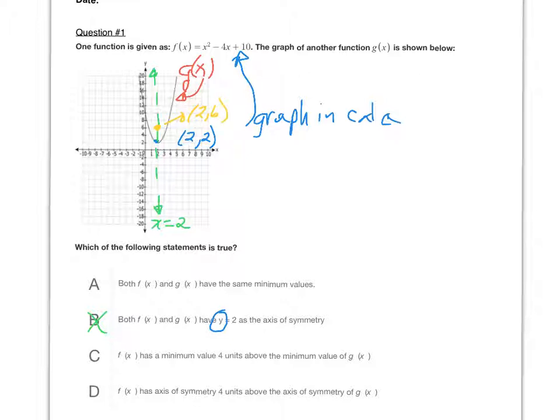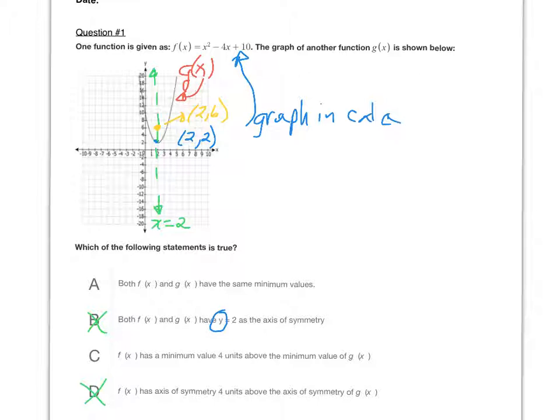And then answer D says the f function has an axis of symmetry 4 units above the axis of symmetry of g. Well, axes of symmetry for parabolas that open up or down are vertical. So it can't really be up or down to a vertical line. I can be right or left, but I can't be up or down. So answer D is not even feasible. So that one's out. So I'm now down to a 50-50 shot.